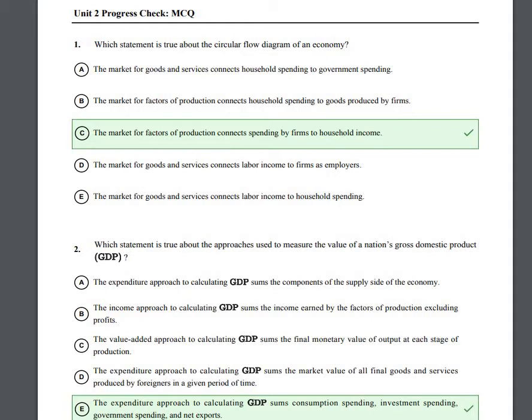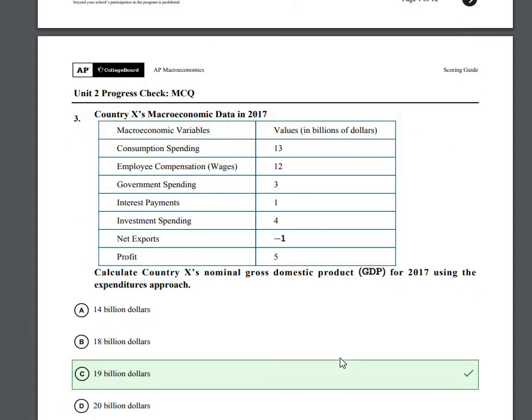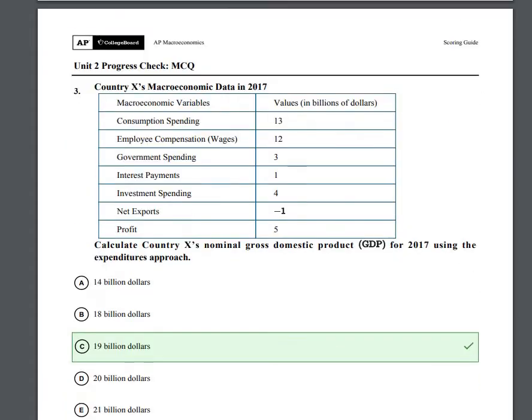Now, which statement is true about the circular flow diagram of the economy? C, the market for factors of production connects spending by firms to household income. When firms spend money in factor markets, they are paying us, the people, for our factors of production. Number 2, which statement is true about the approaches used to measure the value of the nation's GDP? E, the expenditure approach to calculating GDP sums consumption spending, investment spending, government spending, and net exports. Hopefully that one was pretty straightforward and easy for you.